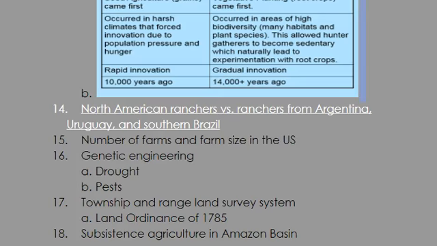So, number of farms and farm size in the United States. I've said this a lot, but I want to re-emphasize it. We have fewer farms in the United States than we have had in the past, but they're getting bigger. Okay, so fewer farms, bigger farms. I want you to think about the image of the farmer on an enormous combine, and that will tell you why farming looks different. Let me give you the image so that you can have it in your brain.